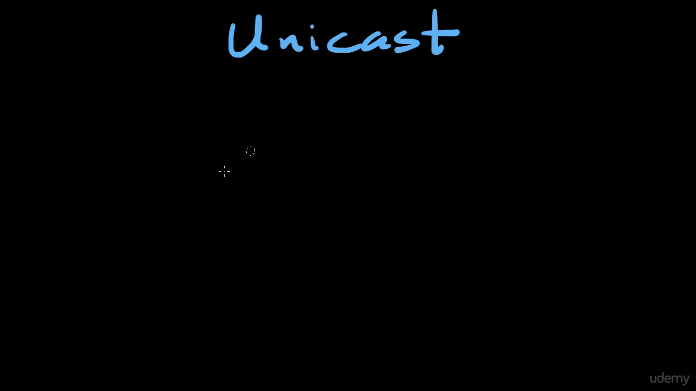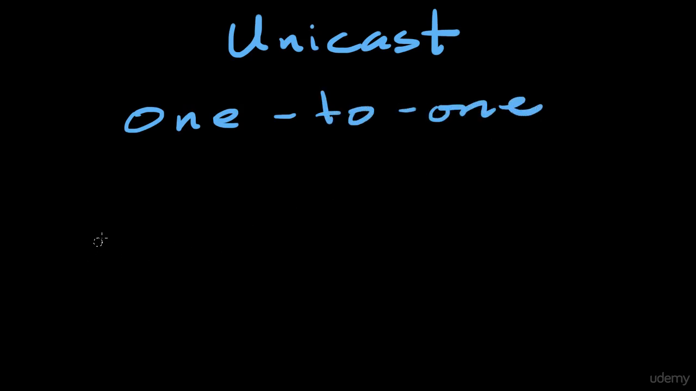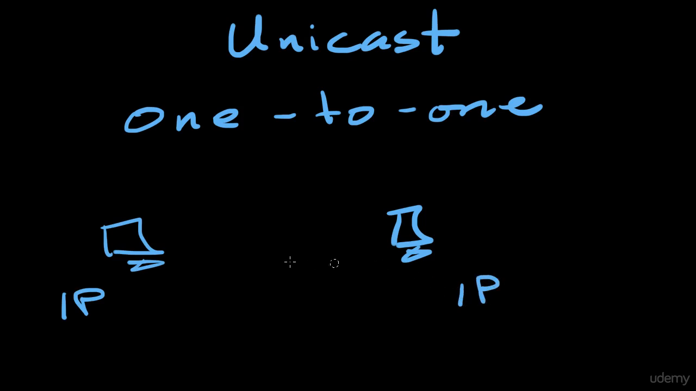What is a unicast transmission? Well, a unicast transmission is a one-to-one transmission where you have a computer system, so this is a computer. You might have to use your imagination with that little icon. This is another computer. This particular computer has a unique IP address, and this has a unique IP address. If it's sending a packet, let's give these some names. This is A, this is B.